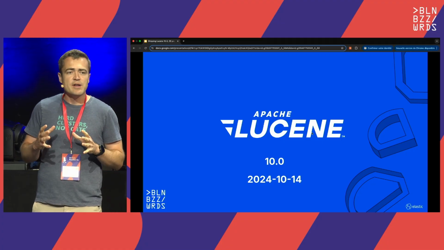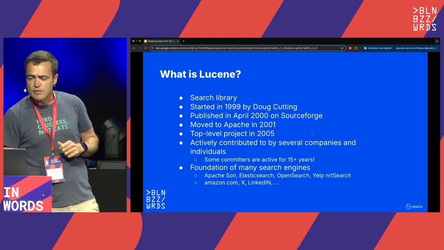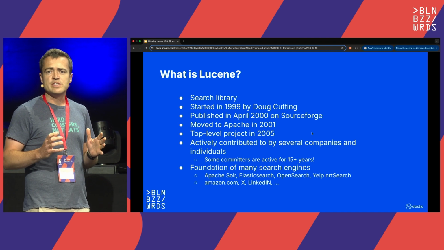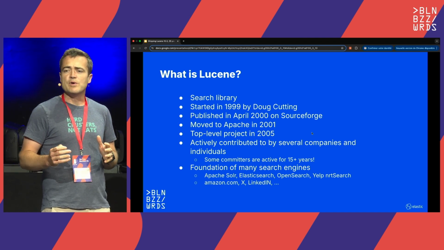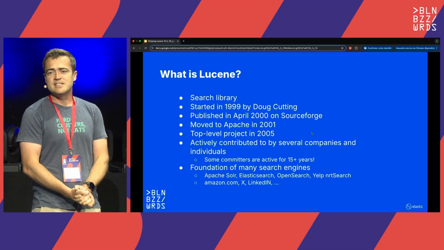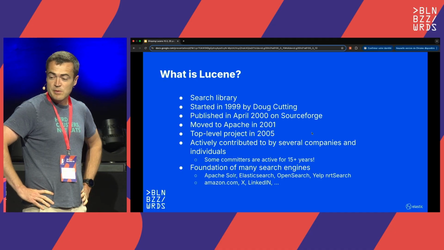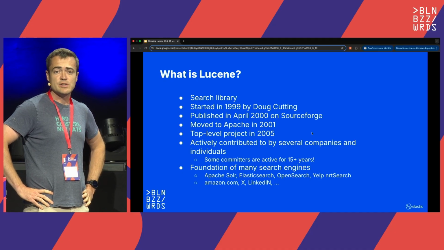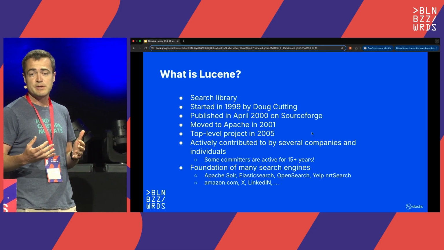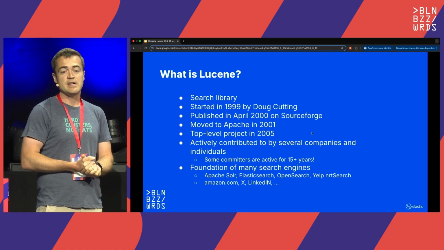But before we dig into how that release actually unfolded, let's take a step back and go back to the origins of Lucene. I'm pretty sure many of you know that Lucene is a search library written in Java. What you may be less familiar with is that Lucene was actually started a long time ago, in the last century, in 1999, by someone called Doug Cutting. It was published for the first time in April 2000 on SourceForge, which, if you're not familiar with SourceForge, can be seen as the ancestor of GitHub. Then it moved to Apache in 2001, got promoted in 2005.